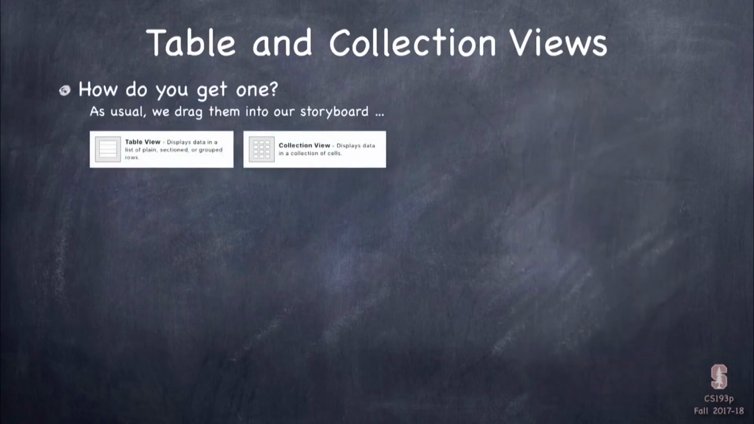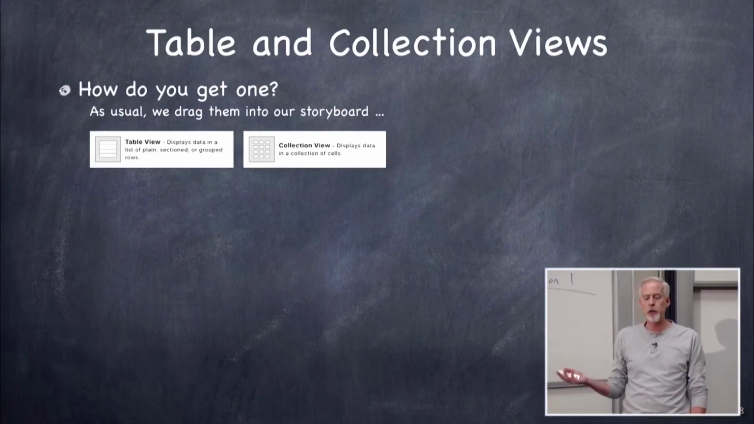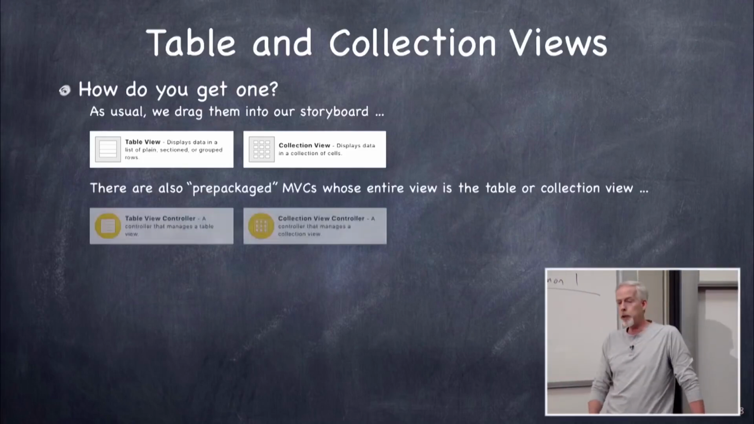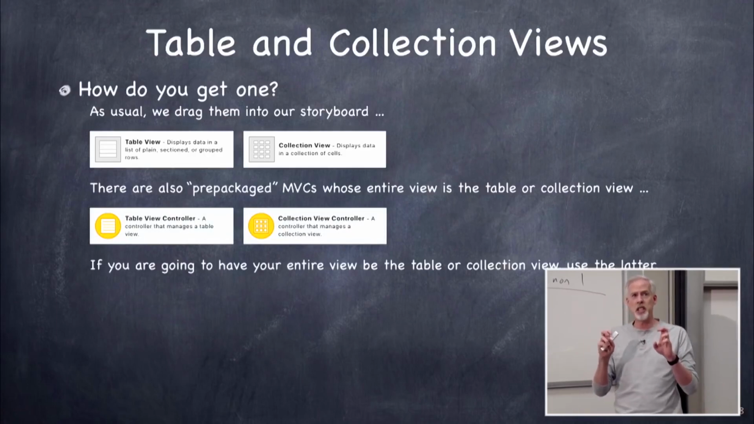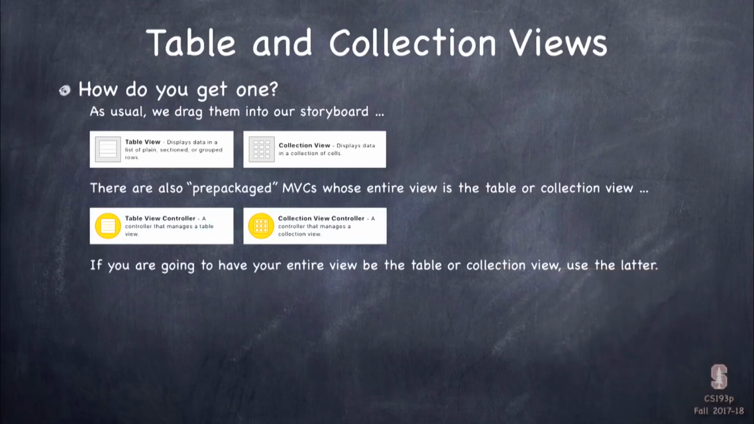How do you get one into your app? You drag it out, of course, from the object palette, right? Table view or collection view, drag it out. There's also pre-packaged MVCs. If your entire self.view of your MVC is going to be a table view, you're going to want to use the table view controller that you can drag out. It's like dragging out a view controller. You drag out a table view controller, and boom, you'll get one. It'll all be pre-wired up, and you'll have the table view in there and all that. Same thing with the collection view controller.